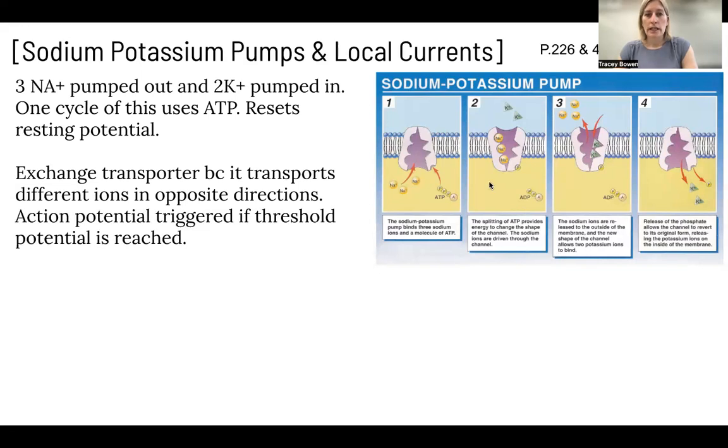And this action potential will be triggered if a threshold potential is reached. So this is relating to the previous slide, meaning depolarization and repolarization will be achieved if there's enough initial signal.